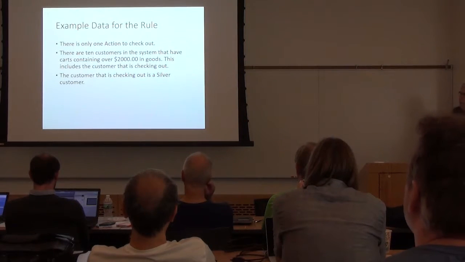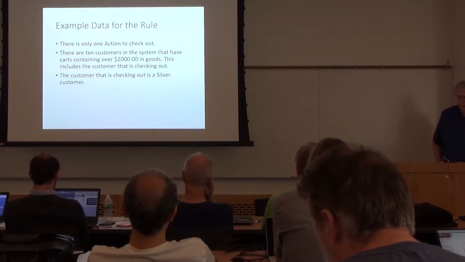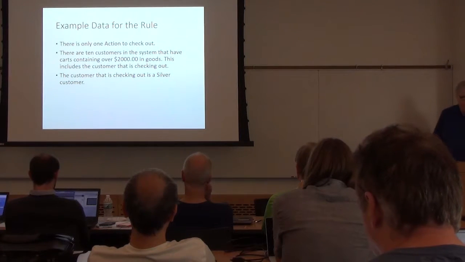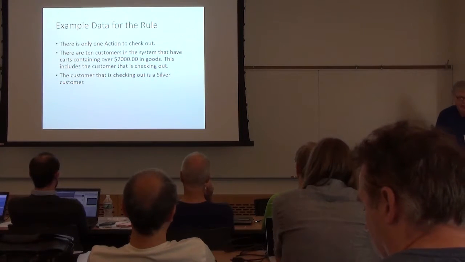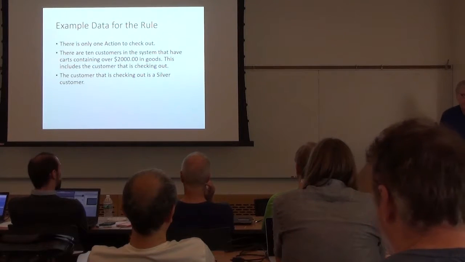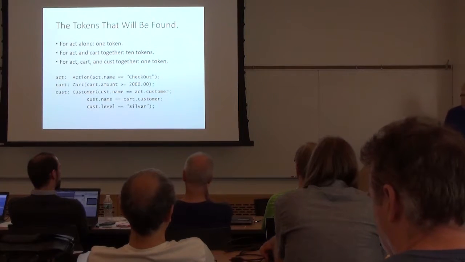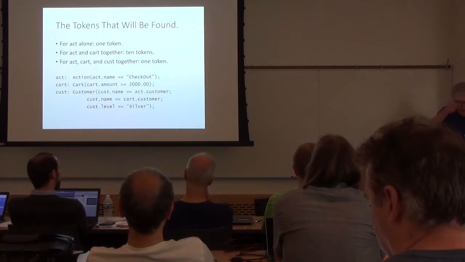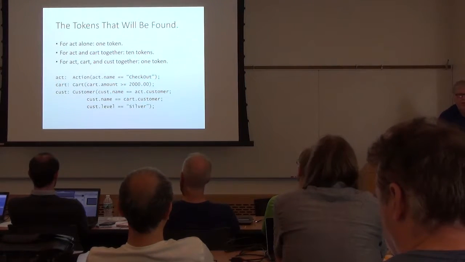So, for this rule that we just looked at, say this is the data in the system. We have only one action, to check out. Say we're processing 10 customers currently who have carts with at least $2,000 in goods, and the customer who is checking out is a silver customer. Down at the bottom, it has this addition part of the rule. There's only one checkout action, so I'm going to create one token to match the action, and then tokens for the carts with greater than $2,000 worth of goods.